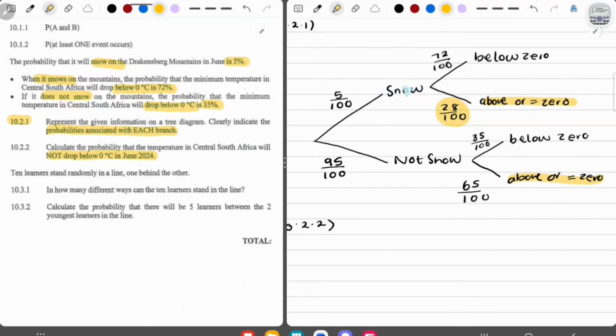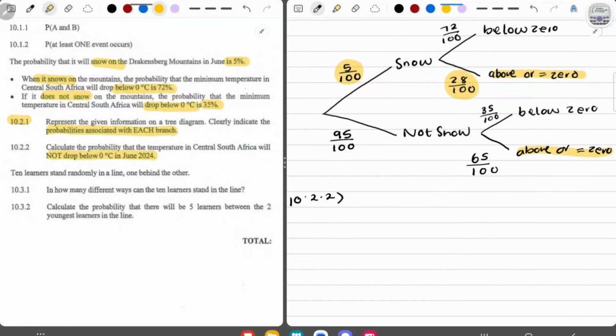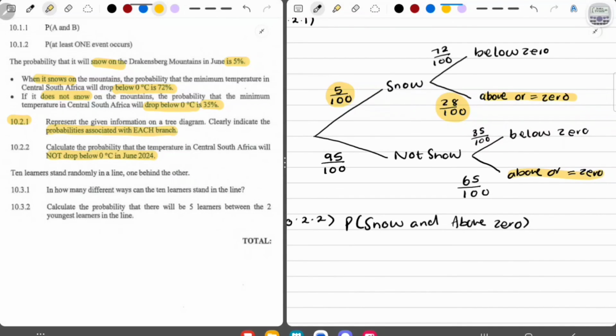So you also need to take the branch that happened before it. We need to take the probability that it's going to snow, and the temperature drops above 0 degrees. Okay, that's the first part we're taking. We're taking the probability of it snowing and the temperature being above 0. I'm just going to call that above 0. And is that the only one we're going to take?